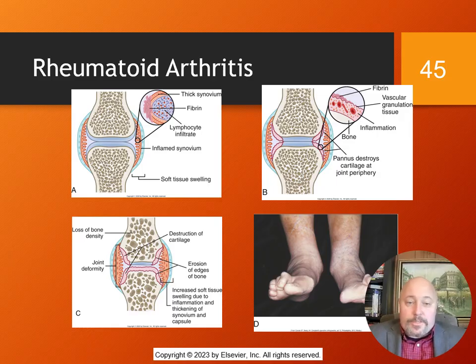In figure C in the bottom left, inflammatory pannus causes focal destruction of that bone. Osteolytic destruction of the bone occurs at the joint edges, causing the erosion seen on x-rays. This phase is associated with that joint deformity where it's swelling and begins to drift to the side, and you can see a good example of that rheumatoid deformity in the feet in figure D there at the bottom right.